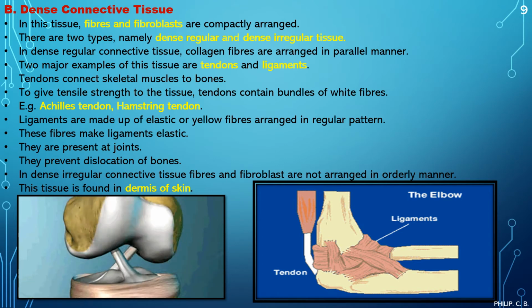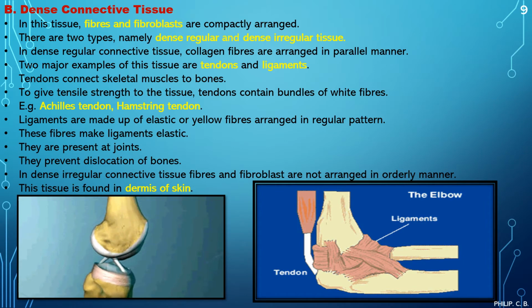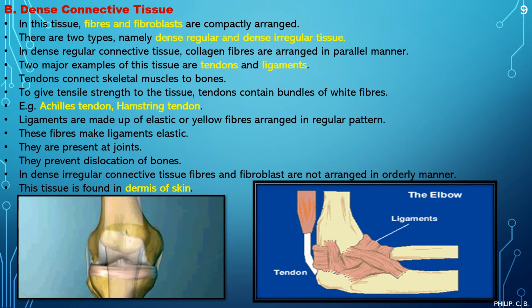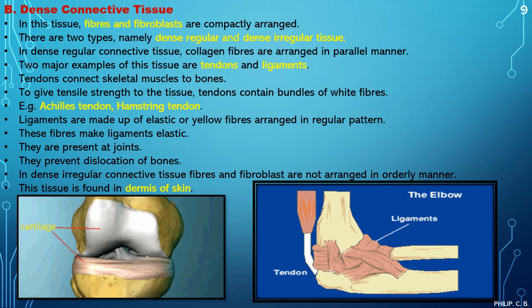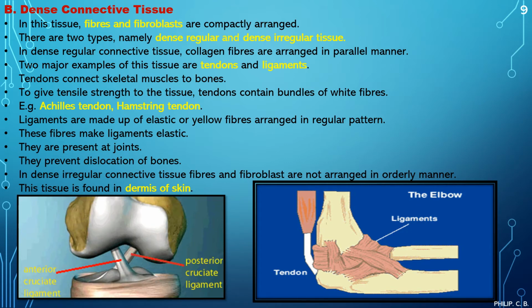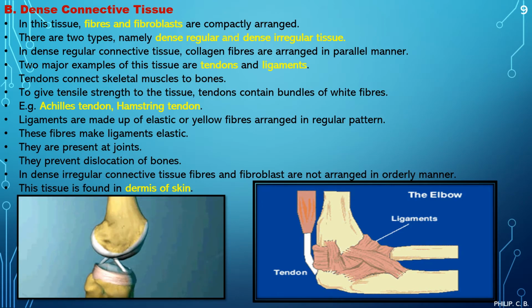Again I put two images. Towards the left, the animation shows how the tendons or ligaments are connected with the joints and how they help in providing flexibility. Towards the right we can see an image where you can see ligament and tendon both in the elbow region.